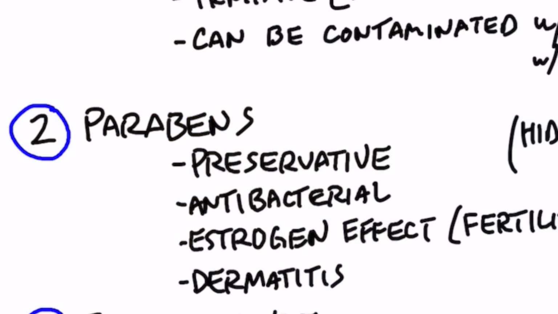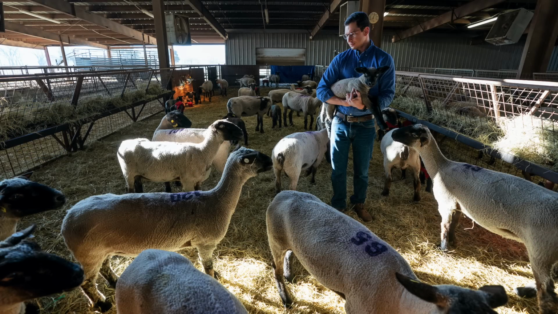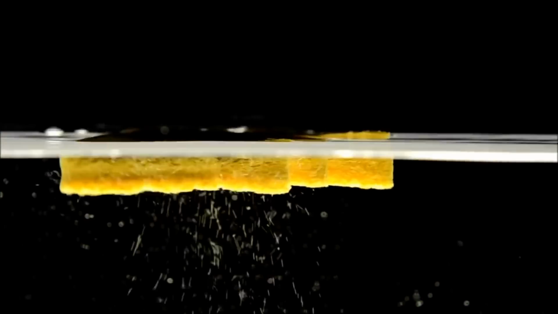The number two ingredient to watch out for is parabens. Definitely look at other names because sometimes they'll put methyl paraben or propyl parabens, but anything with parabens you want to avoid. It's a preservative, it's an antibacterial, but it can lead to an estrogenic effect. And there are certain studies that even show it affects fertility in animal studies. Anything you put on the skin actually absorbs inside your body. Your skin is like a sponge.